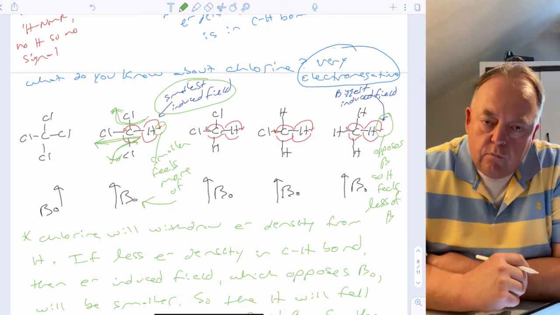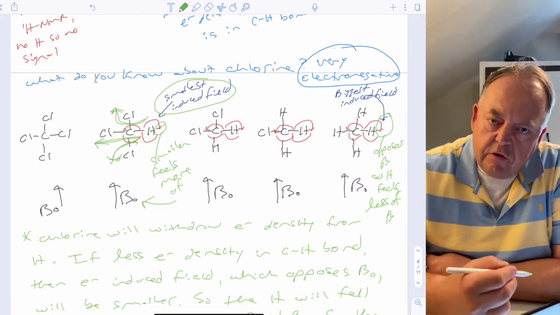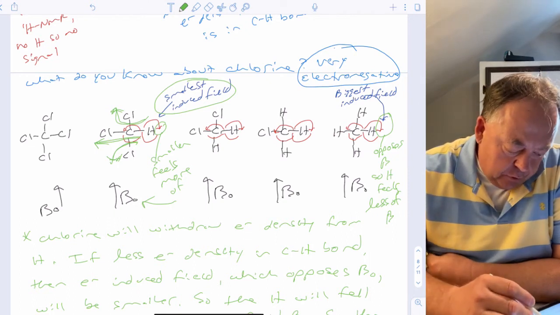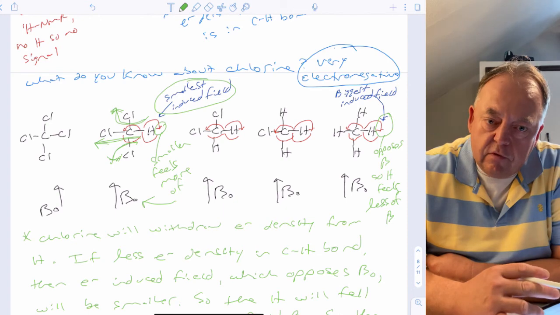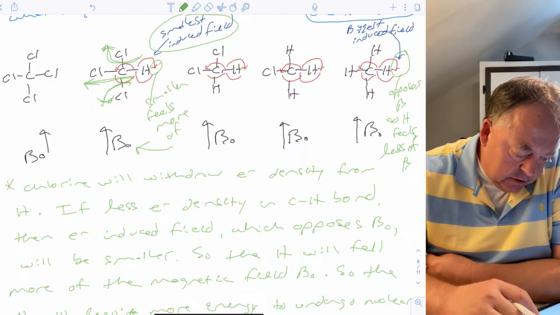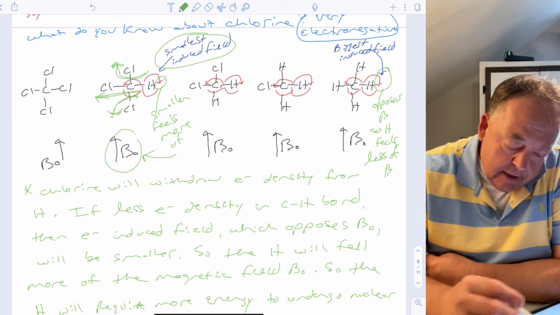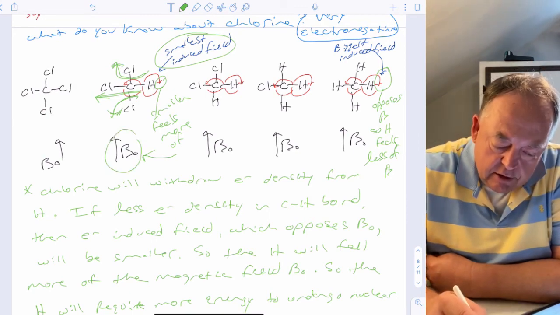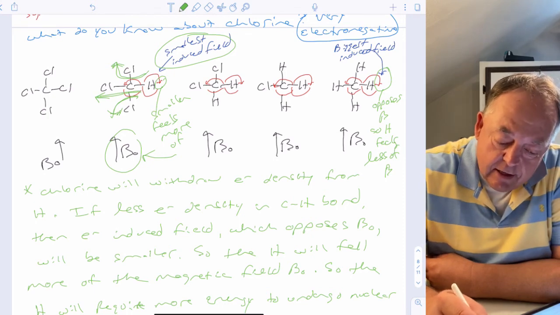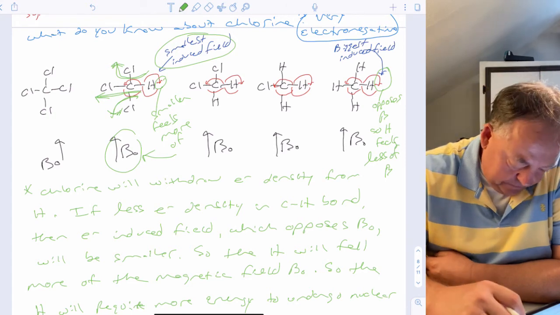So which one's going to require more energy to do a spin flip? It's going to be the hydrogen that feels more of the magnet. And so it's going to be the hydrogen where the electrons in the CH bond have been removed. Right, so the CHCl3 hydrogen is going to feel more of B than CH4 is, because in the CH4 bond, there's more electron density there. They're going to have a bigger induced field that's opposed to the applied field.